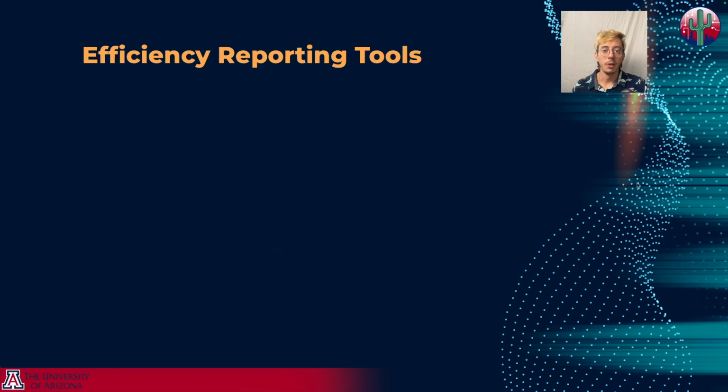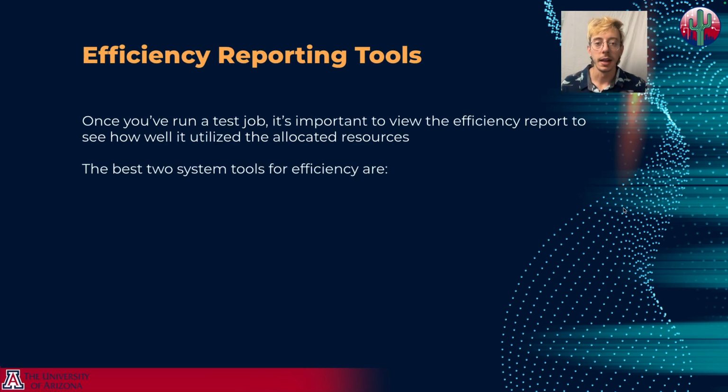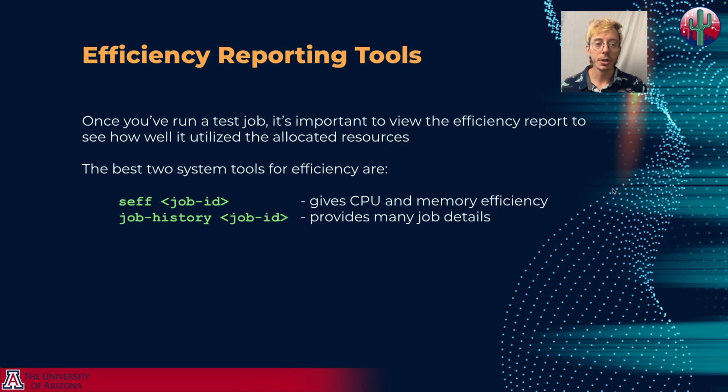So, efficiency reporting tools are an important aspect of this whole process. Once you've run a test job, it's important to view the efficiency report to see how well it utilized the allocated resources. We talked about these already, but the best two system tools for this are the Slurm Efficiency Report, or SEFF, which gives you CPU and memory efficiency, and additionally the Job History Report, which provides many additional job details. Using these two in tandem can often give pretty good insight as to the next steps you'll need to take in the optimization process.